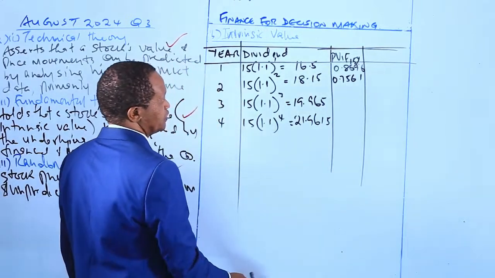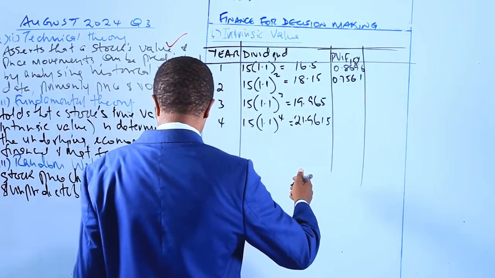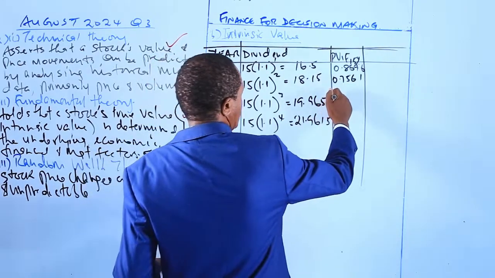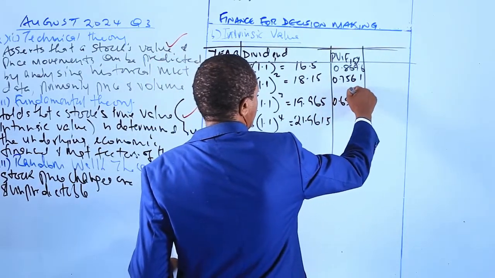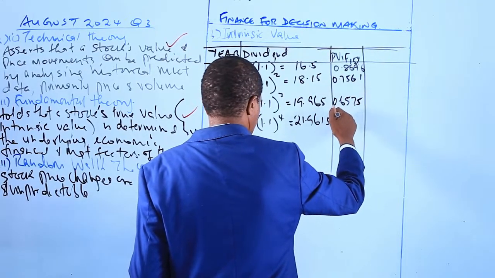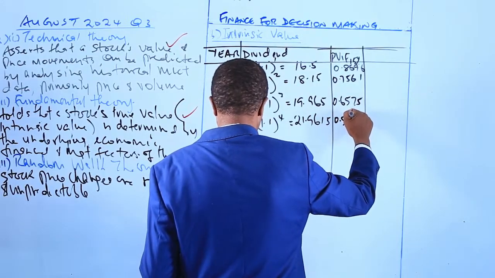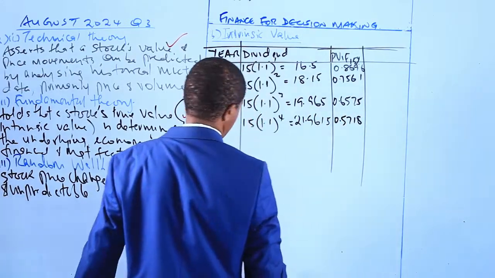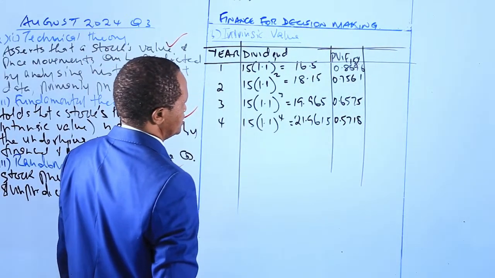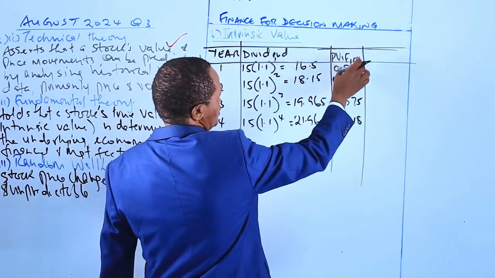You can read the present value interest factors directly from the table. Year 3, read from the table, is 0.6575. Then year 4, 0.5718. Are you following, candidates? Yes. So these are the present value interest factors.